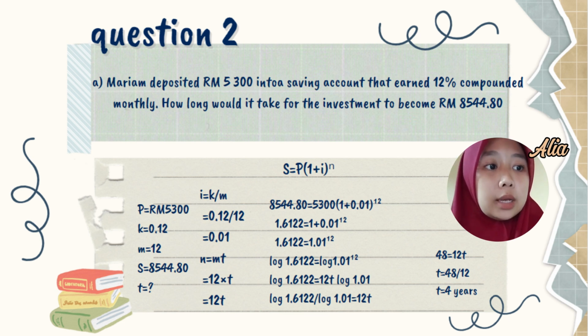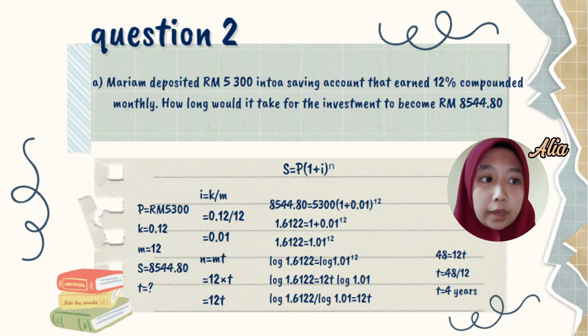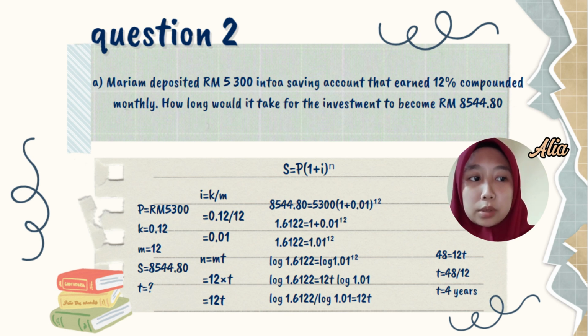First step, use the formula I equals K divided by M. So K equals 0.12 divided by 12 and I equals 0.01. Next step is to find N. N equals MT. M is 12 multiplied by T, so the answer is 12T. Back to the formula, S equals P in bracket 1 plus I to the power of N. 8,544.80 equals 5,300 in bracket 1 plus 0.01 to the power of 12T.